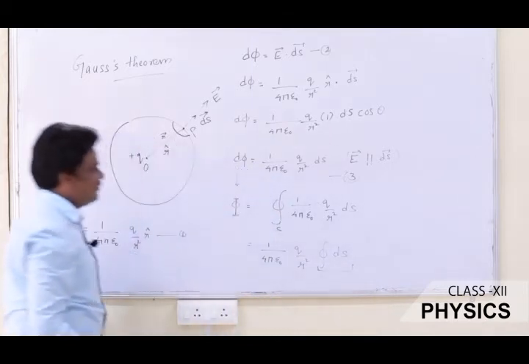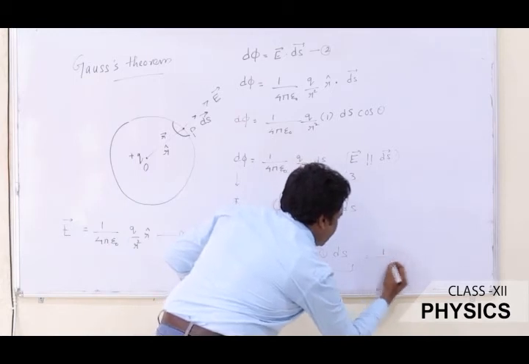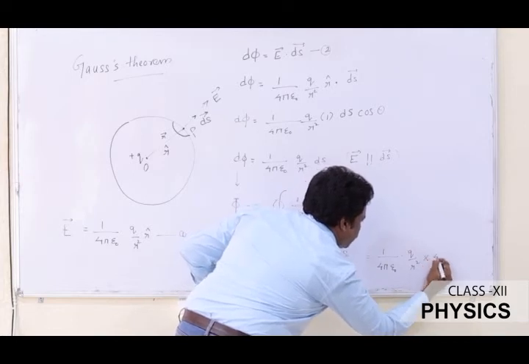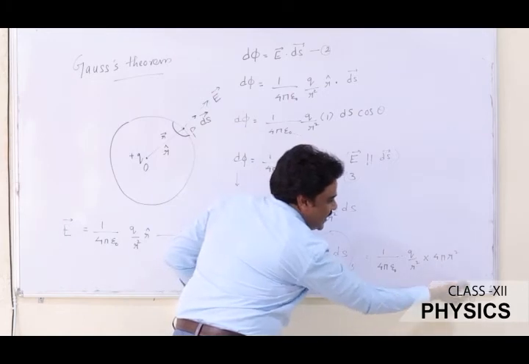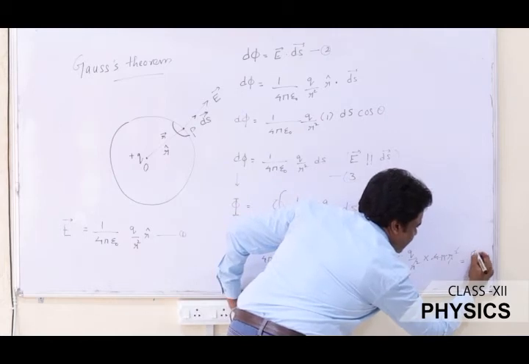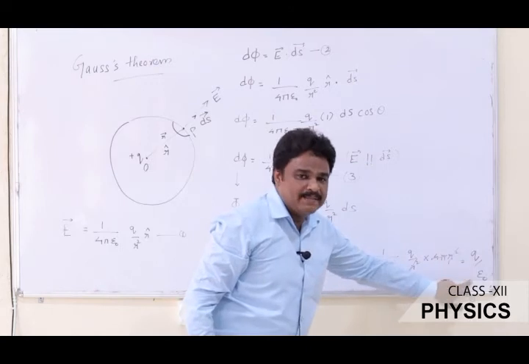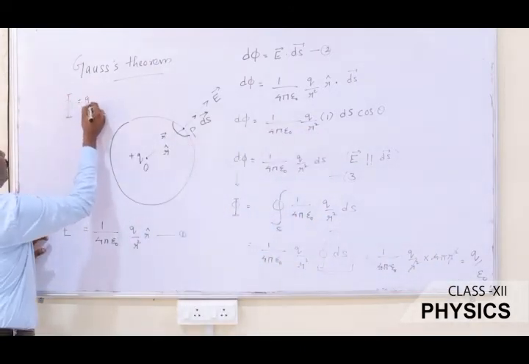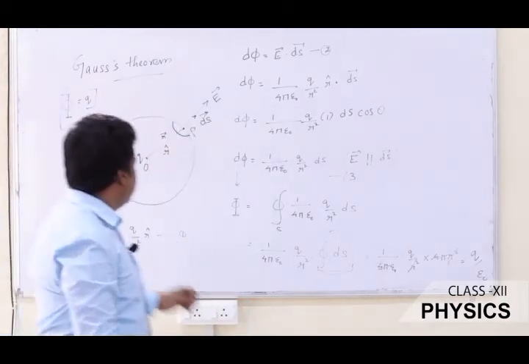What is the surface area of a sphere? It is 4 pi r square. So I can put it: 1 by 4 pi epsilon naught q by r square into 4 pi r square. This entire integral is replaced by 4 pi r square. R square cancels off, 4 pi cancels off. What is left is q by epsilon naught. So I started from phi and I am ending at q by epsilon naught, and that is our Gauss theorem. Gauss theorem is phi is equal to q by epsilon naught, and this is the proof of Gauss theorem. Once again I am going to recap.